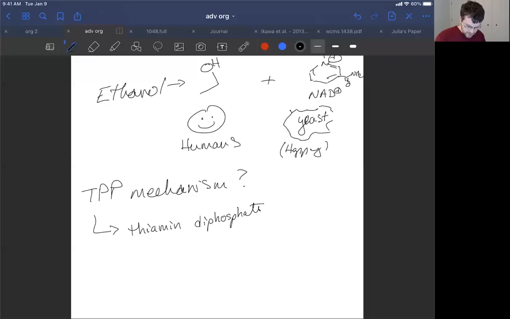Thiamine diphosphate is a heterocyclic carbene. It's an N-heterocyclic carbene, which we've talked about before. We have a plus on nitrogen, negative on the carbon next door, and if we dump these electrons in here, we get a really awkward structure that's just a carbene.